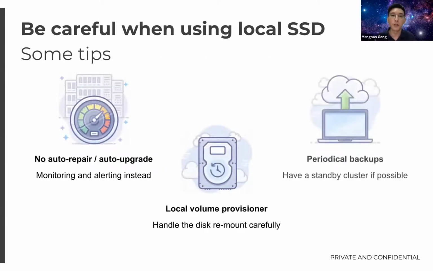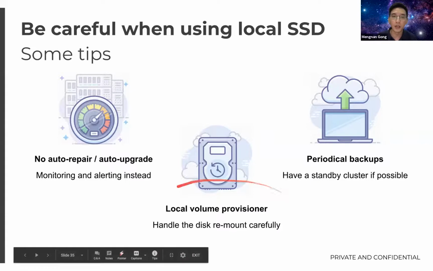But before you jump into that, I have some tips for you. The first one is, if you are running your Kubernetes on the cloud, say AWS or GCP, please disable your auto repair or auto upgrade. The reason is just what Sean said: when auto repair or auto upgrade happens, your node could be replaced by another machine, so you will lose your data because your SSD is tied to the machine.